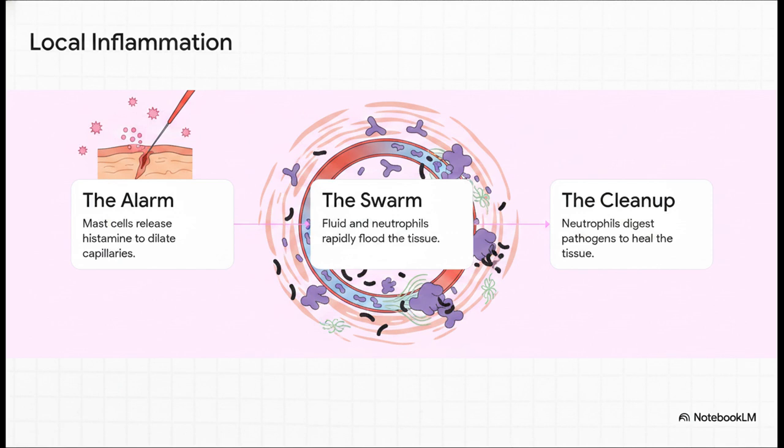First up, the alarm. Mast cells in the tissue release a chemical called histamine. Second, the swarm. This histamine causes nearby capillaries to rapidly dilate and become permeable, flooding the area with fluid and a swarm of hungry neutrophils. And finally, the cleanup. Those neutrophils digest the pathogens and cell debris, paving the way for the tissue to heal.